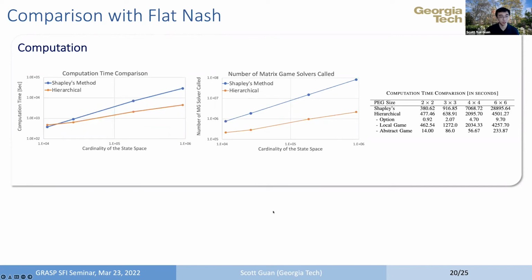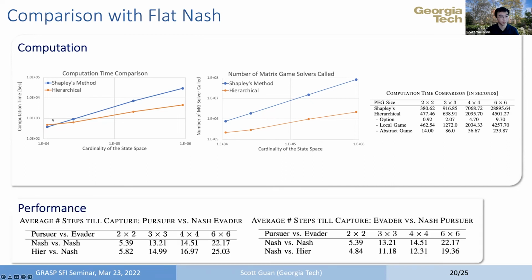Another observation is that if we look at the log-log plot, we can see that at the very beginning, when the game is small, the hierarchical approach actually spends slightly more time than the standard approach, because all this decomposition doesn't come free. We need to perform an auxiliary task in order to construct these local games and the aggregated game. So that is reflected here.